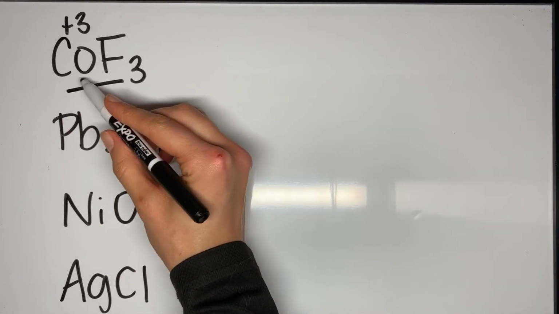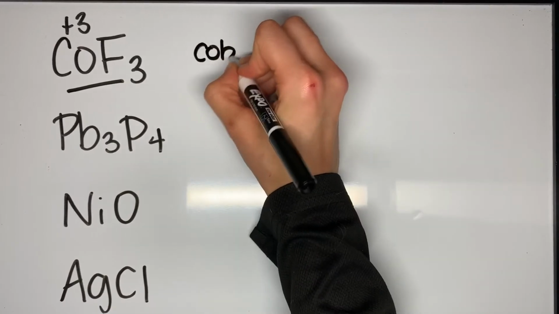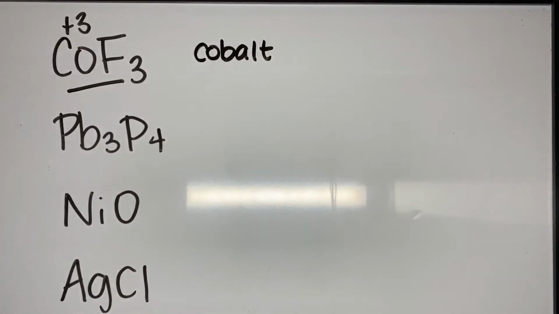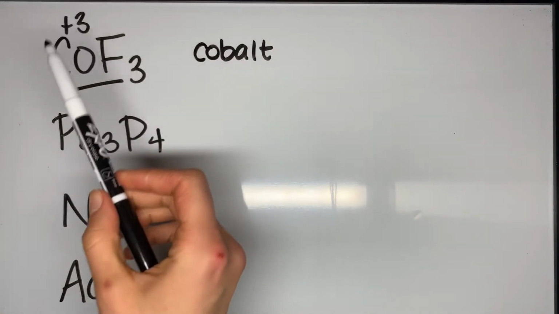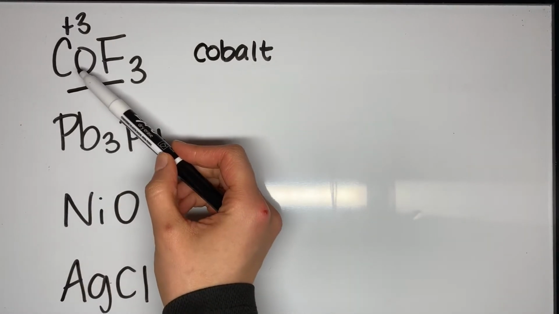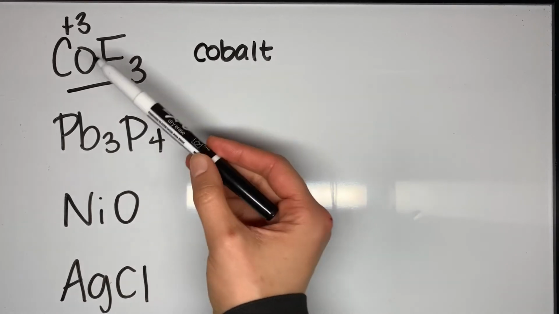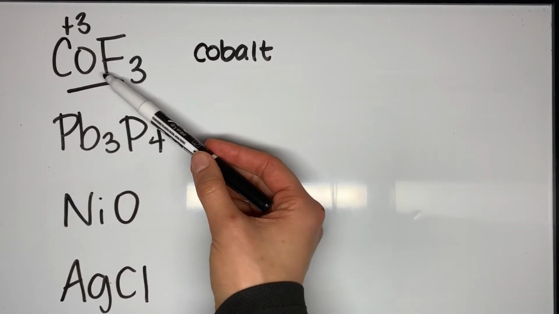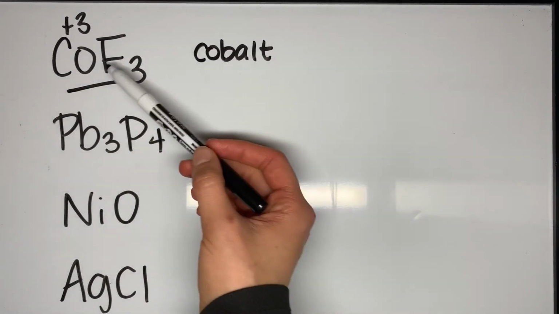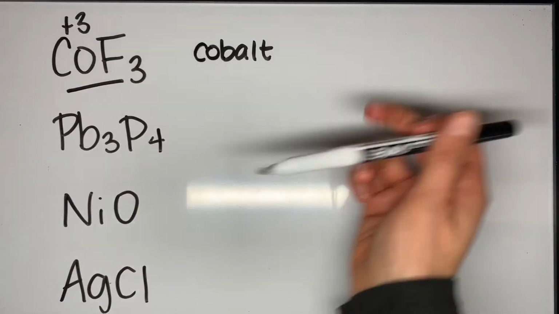We're going to write the name of the metal, so in this case, it's cobalt. And also, if you're having issues naming just basic ionic compounds, please go to my video on that specifically, because that's kind of the stepping stone into naming ionic compounds with transition metals. So we're going to do the element name of the metal, and then we're going to do the name of the nonmetal with the ending IDE. So this is going to become fluoride.